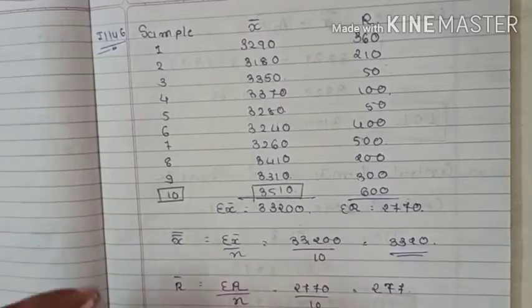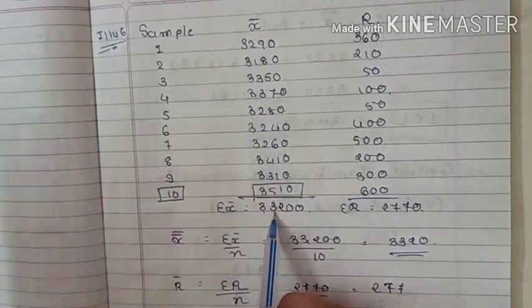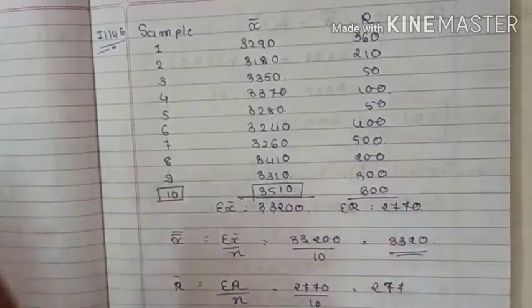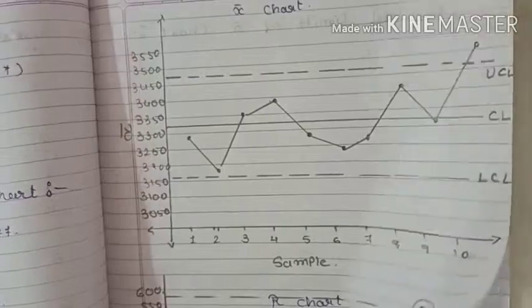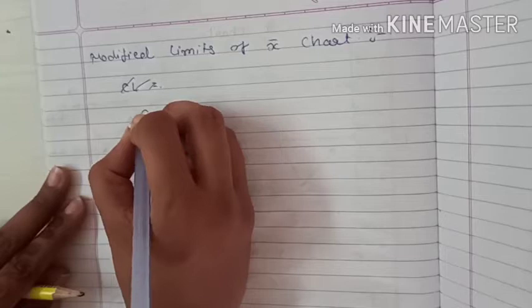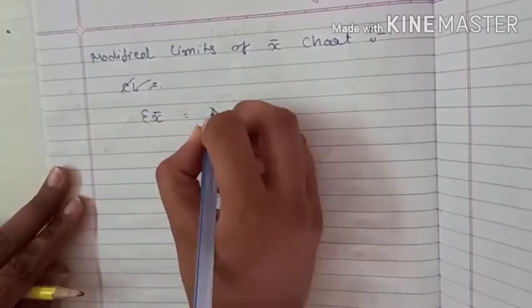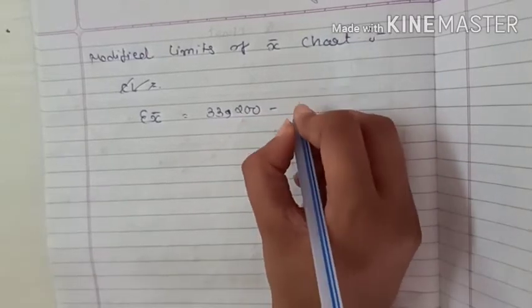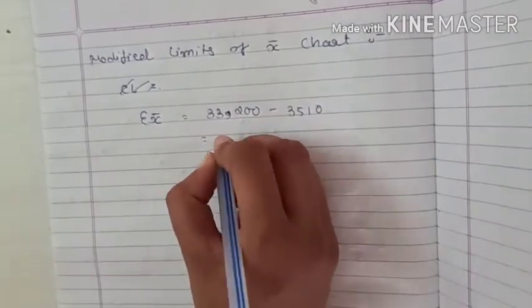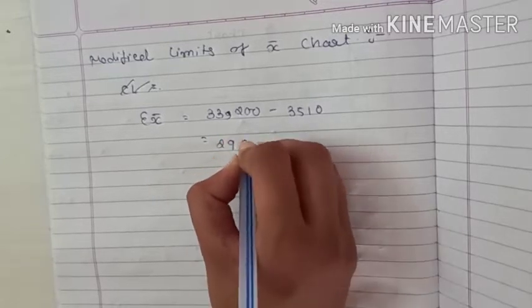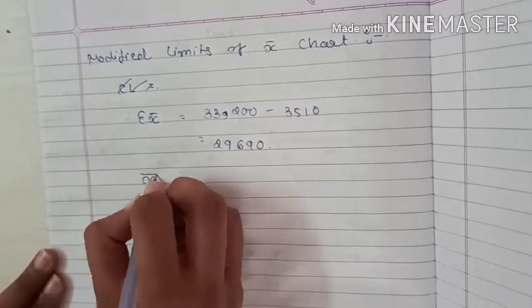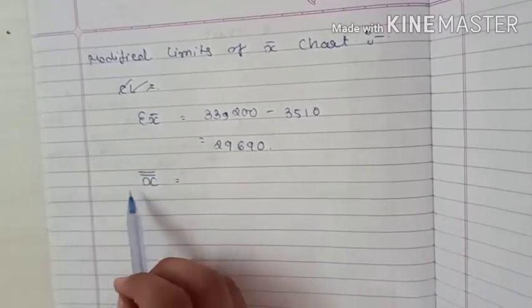So what we have to do? We have to do 33,200 minus 3,510. We are cancelling the one sample. So sigma X bar is equal to 33,200 minus 3,510. It will come 29,690, and we have to recorrect the X double bar.